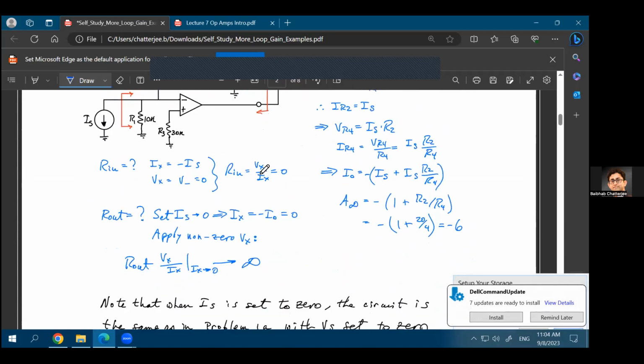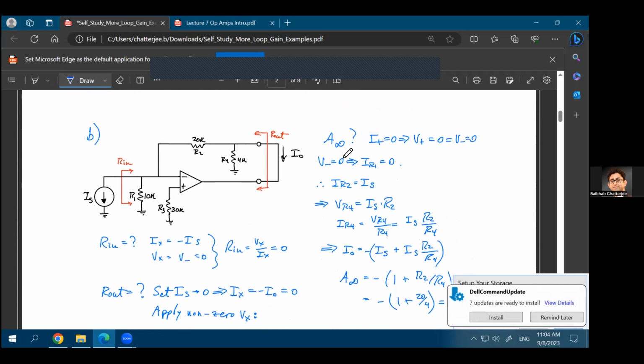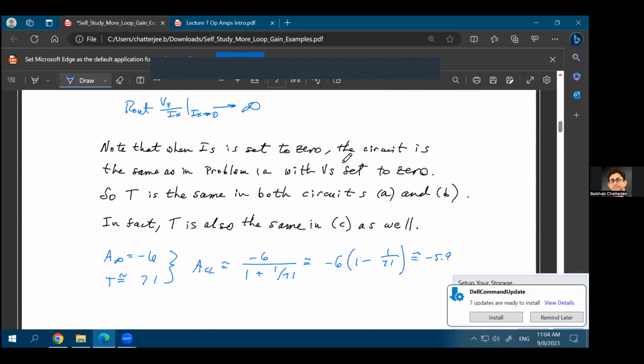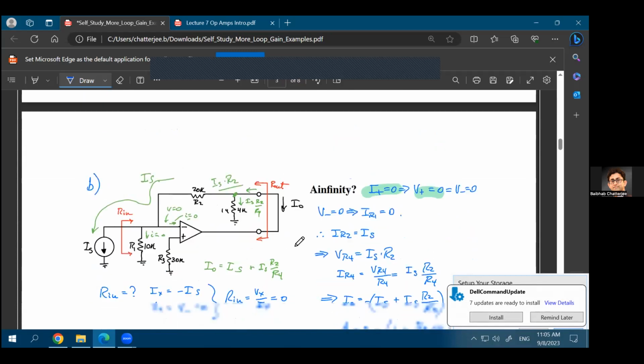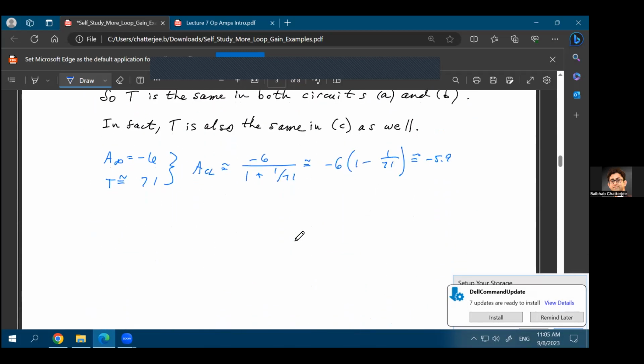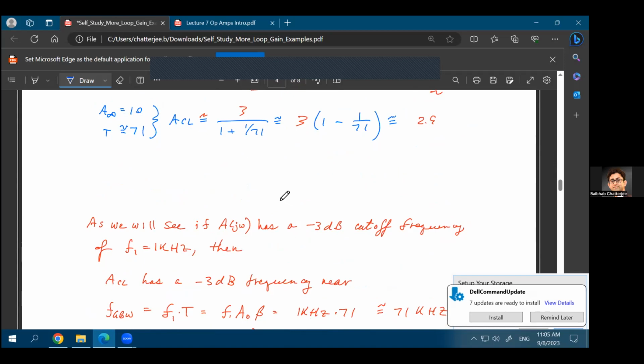So similarly, you can look into these other problems where we are again finding out A infinity, finding out beta, and finding out the overall gain. That's the same 3 steps that we'll follow in each of these problems. So just go through, this is a self-study, just go through all of these problems that are presented here. Let me know if you have any questions.